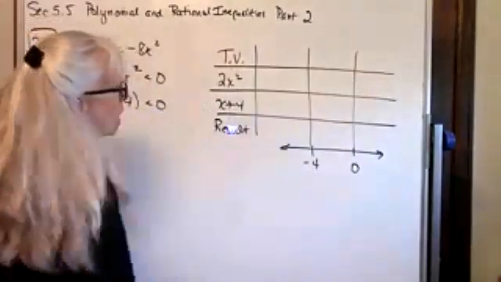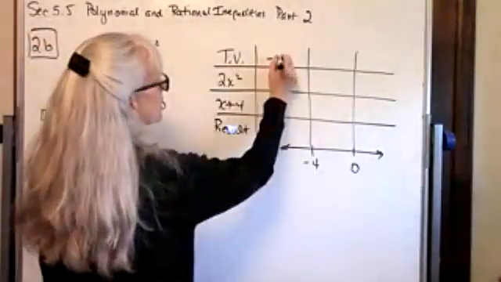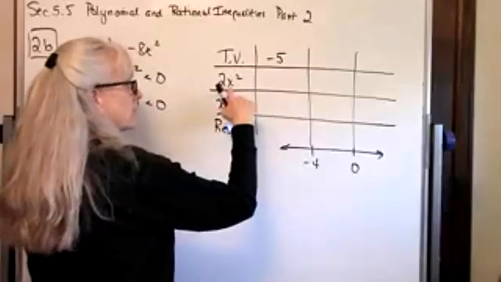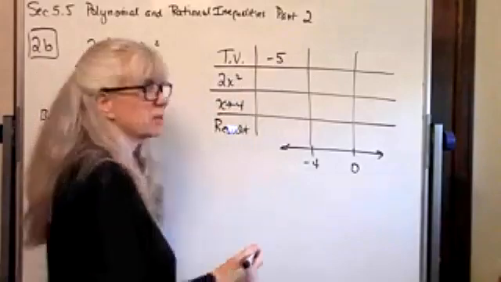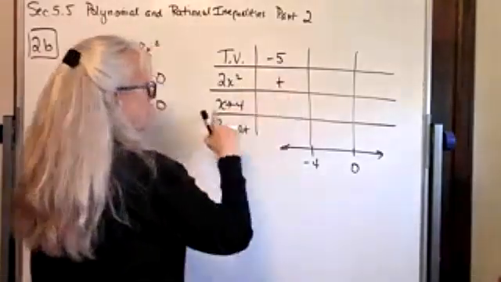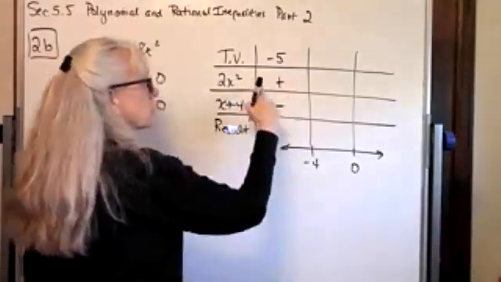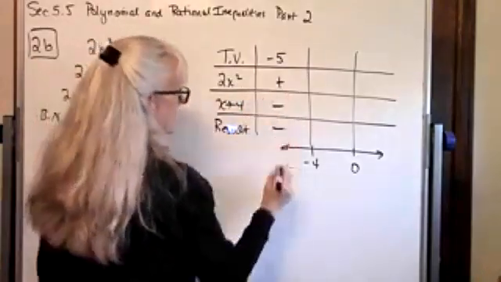So, to the left of negative 4, we're going to use negative 5. If I plug negative 5 into the x squared, you square it first. When I square that negative, it's going to become a positive. Times 2 is still positive. Negative 5 plus 4 is negative. And the net result when you multiply positive times a negative is a negative.